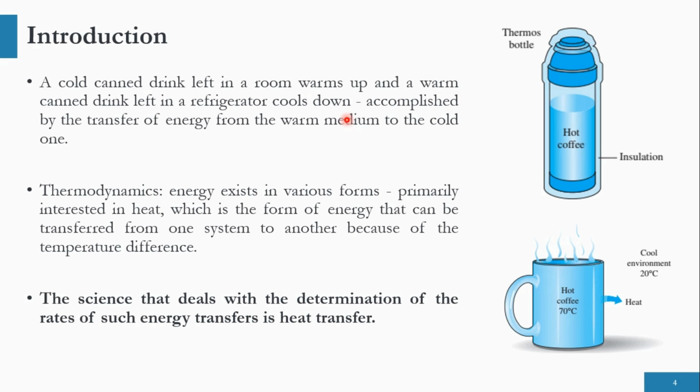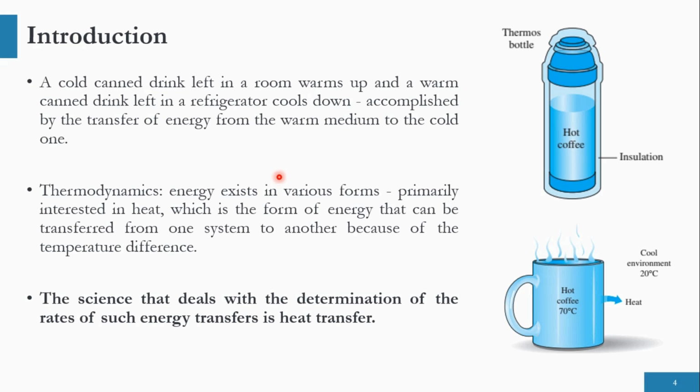Let's assume that we have a cold canned drink. If you leave it in the room, it warms up. On the opposite hand, if you put a warm drink in the refrigerator, it cools down. Why does it happen? Because of the transfer of energy from the warm medium to the cold medium. Obviously, the energy will be transferred from a high temperature source to a low temperature source.